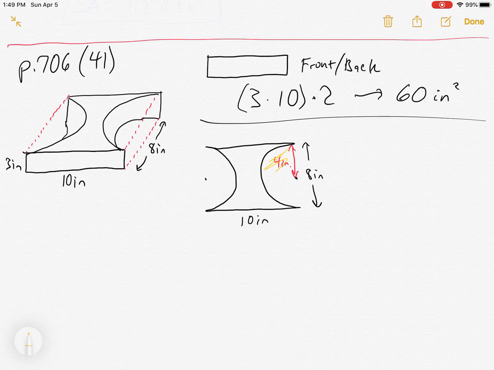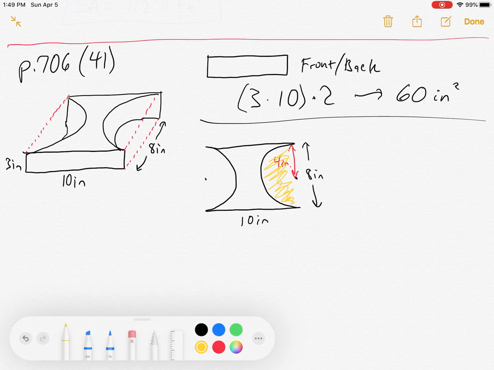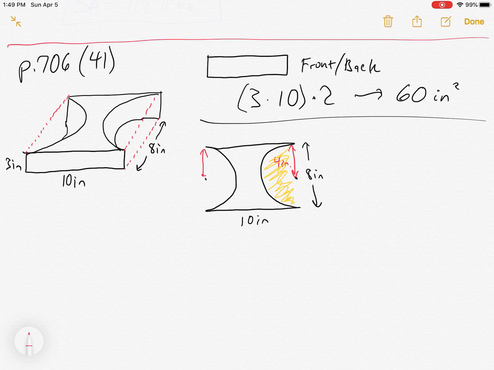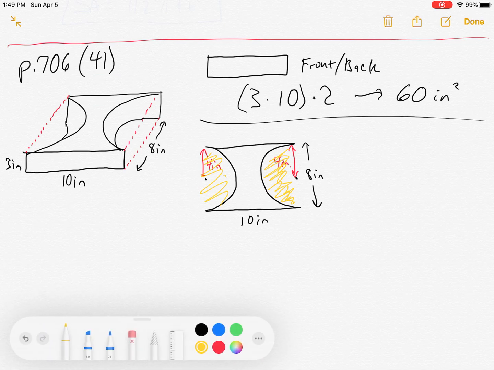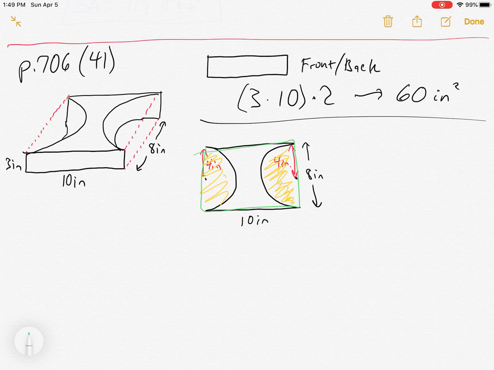Okay, so what is that? What is this shape here? Hopefully you're realizing it's a semicircle. Well, look over here. This shape, that's 4 inches also. This is a semicircle. So what do we have? We have a rectangle, right? If I draw around this, that is a rectangle with 2 semicircles cut out.